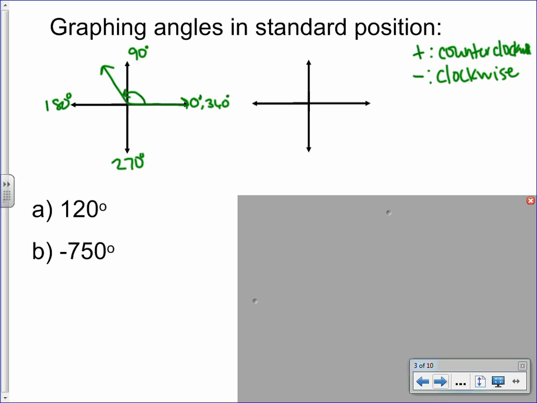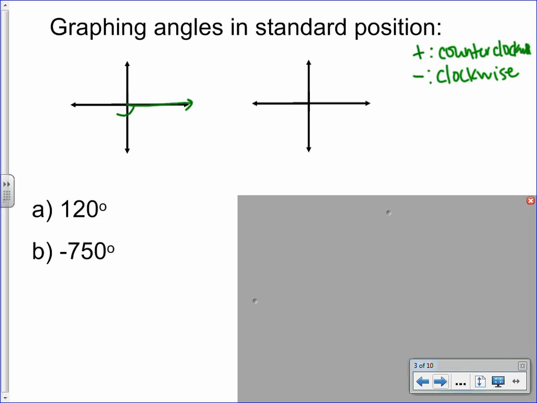All right, let's talk about negative 750. I'm just going to erase all of this. Okay, you can plot these on the same axes, or you can draw a new pair of axes, I don't care. Okay, negative 750. First of all, we're going to start here, and we're going to rotate, which way? Clockwise. We're going to rotate.